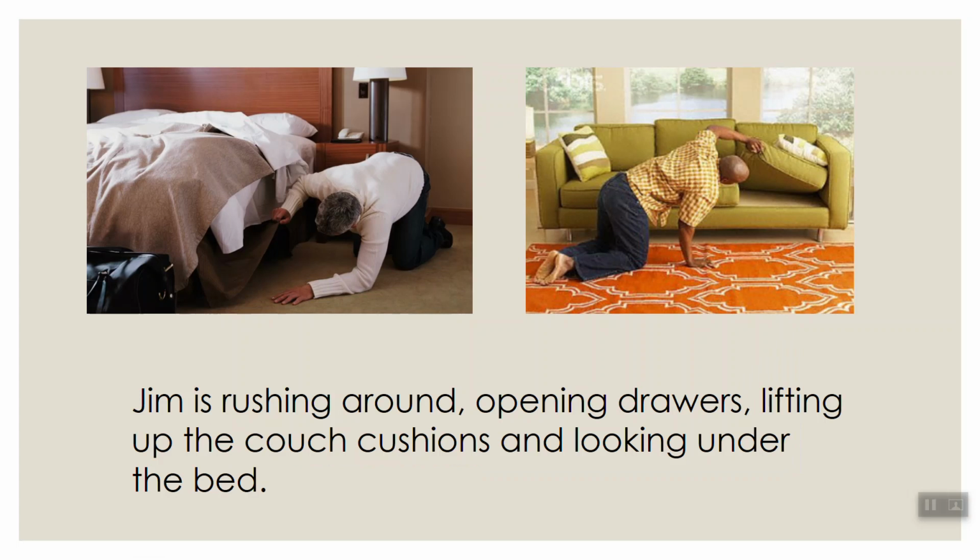We look at the story details to provide us evidence. Jim is rushing around, opening drawers, lifting up couch cushions, and looking under the bed. All those actions, we know from our experience, are things you do when you're looking for something. So we can infer that Jim feels worried because something is missing. Notice nowhere in this sentence did it say that Jim was worried or that something was missing, but we could infer it based on what we read and what we already knew.